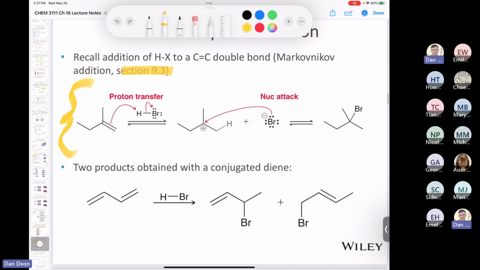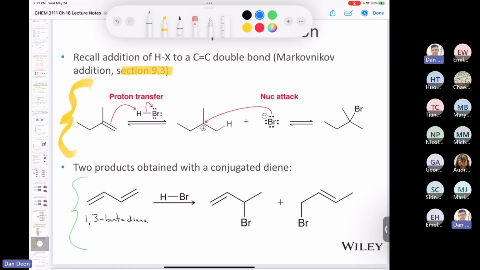Where it gets a little bit more interesting is, check this out. See where I have the little green sidebar here? Check this out. If you have 1,3-butadiene, and you treat this with HBr, what the heck's going to happen? Well, you get a mixture, jeepers, okay? You get 2 products, okay?